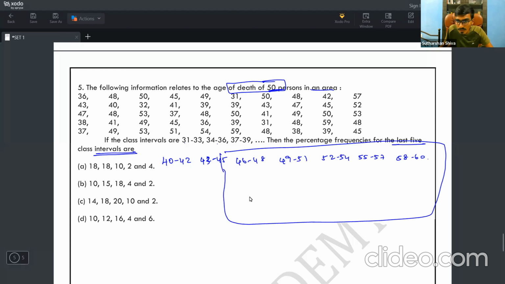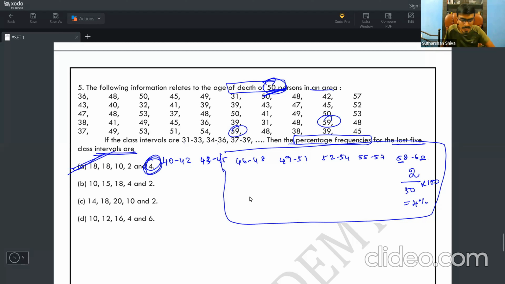So in 58 to 60, how many persons are there? 59 here. Where is the 59? Here it is 59. So it is 2. They are asking the percentage of frequency. The total is going to be 50. So 2 divided by 50 into 100. If you calculate, you will get 4%. Directly check which option has 4% for the last class. Option A has the last value 4%, so directly you will choose option A.